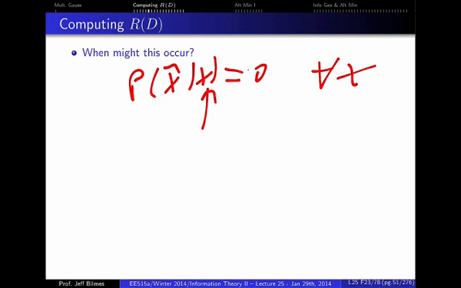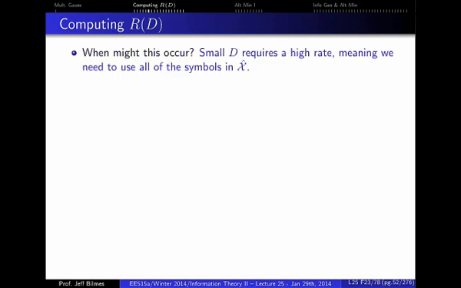Right? So let's back this up with a textual description. So when we have a small distortion, and we know the shape of the rate distortion function, we've already analyzed the shape. When we have a small distortion, that's going to require a higher rate, meaning that we're going to need to use up all of the symbols, all of the code words that we've got, because absolutely every code word is sacred in such a case. None can be abandoned. Everybody counts.